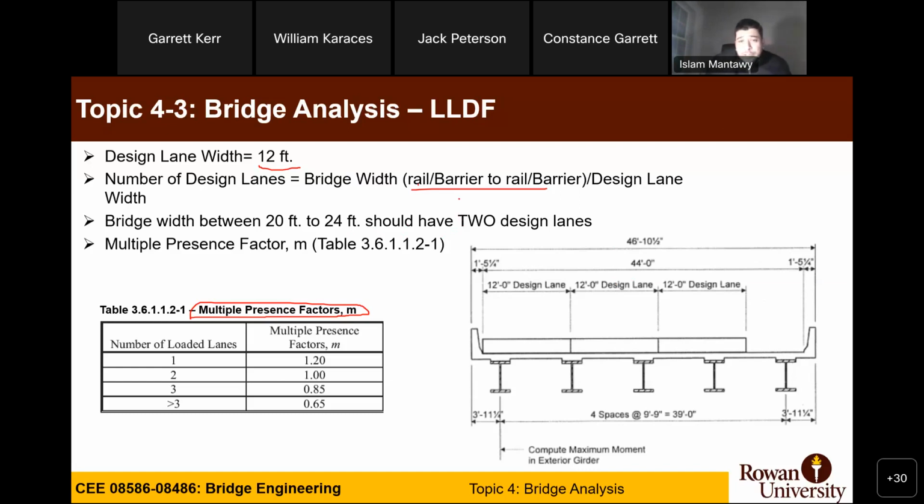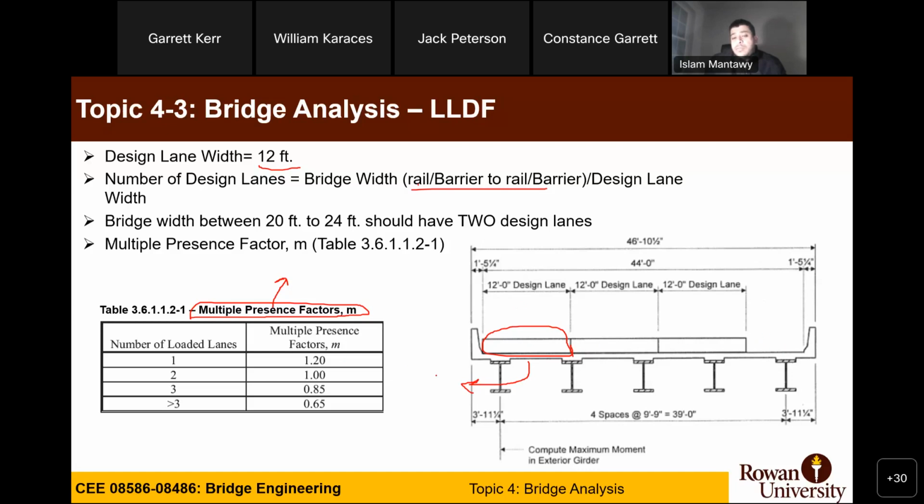You actually answered another question, but you answered it very well, so it should be fine. The multiple presence factor is a factor that you have to use when you have design lanes. For example, if you assume only one design lane and the rest of the bridge will be empty, this is less likely to happen, correct? That you will have a truck, only one truck on one side, maybe small cars on the other side.